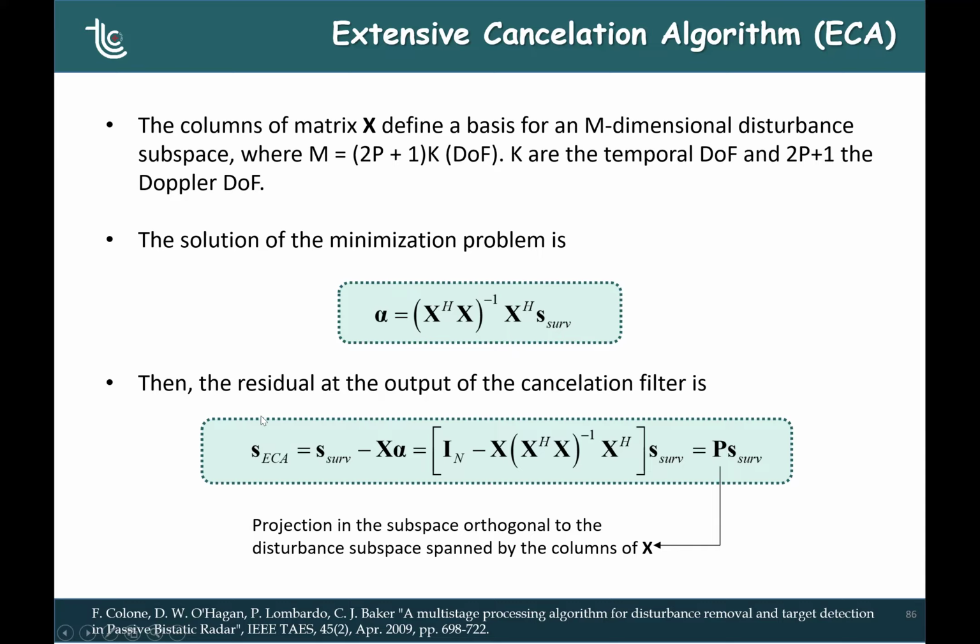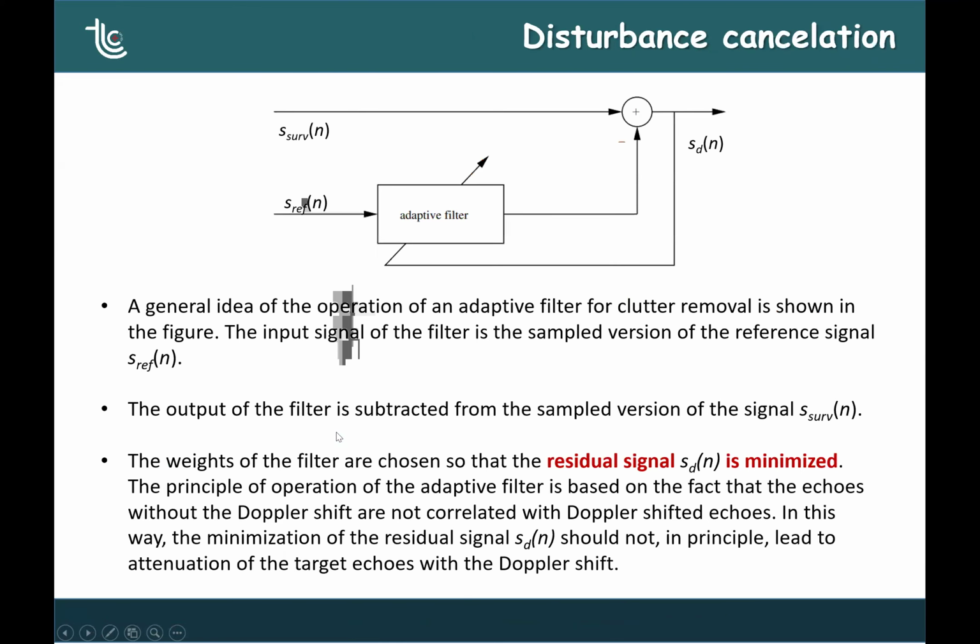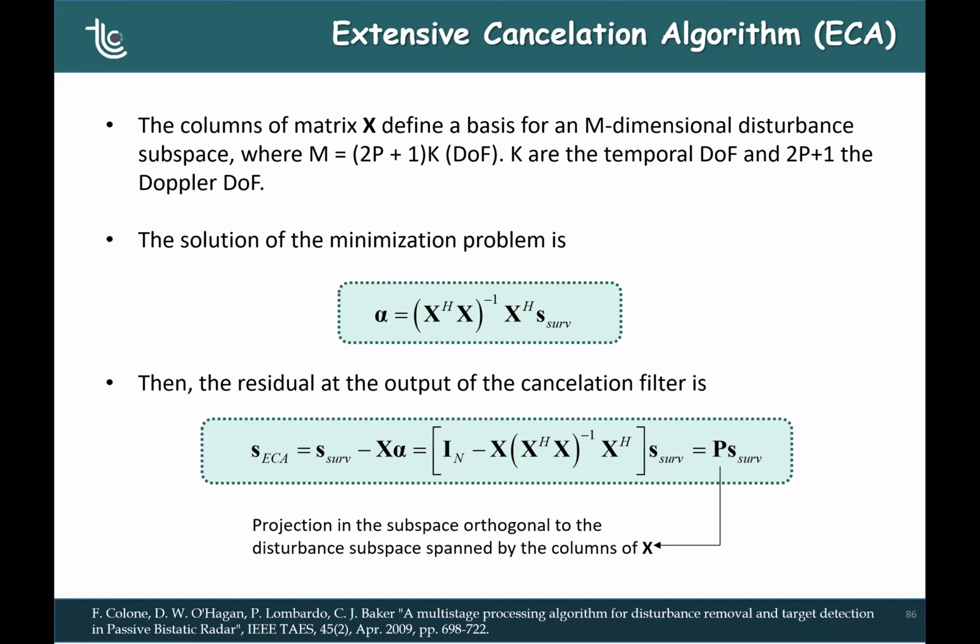The residual, the output, here called S ECA because it's the output of the adaptive filter with this algorithm, is practically this one. We have simply replaced alpha with this expression. And then we have P times S, where P is the big matrix, I of N minus X, etc. So we build the new signal in this way.